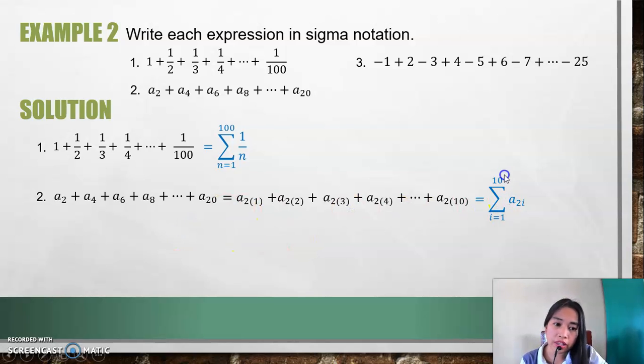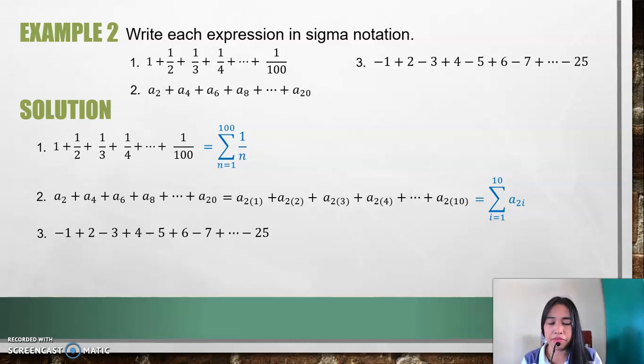Substitute 1 up to 10 and you will resolve this: a sub 2, a sub 4, a sub 6, a sub 8, and so on. Okay, clear? If you have some questions, don't forget to comment down below, or you can send a private message to your teacher.